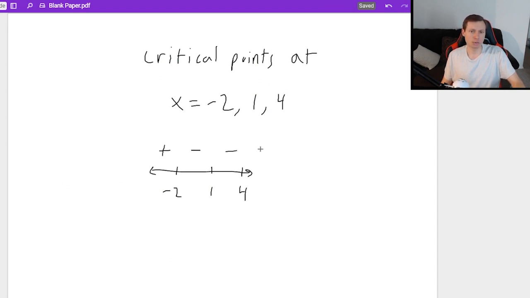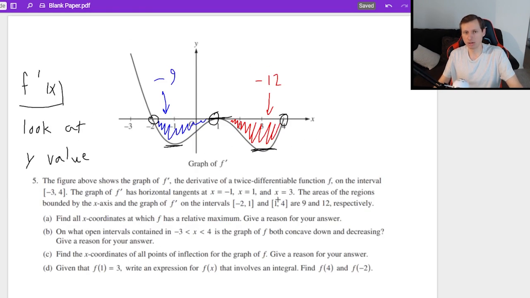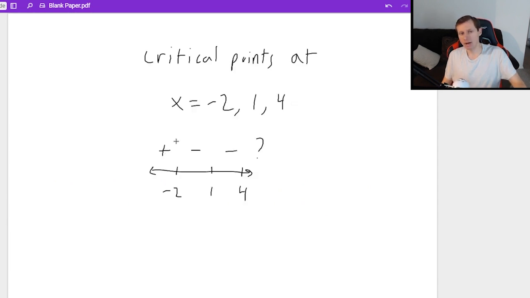And you'll notice to the right of 4, you don't even have a graph. So don't even worry about that. We're not going to focus on that for this part of the question because they didn't give us anything. Look at this graph. There's nothing after 4. You couldn't do anything with that. So then it looks like I found my maximum because I switched from positive to negative. So there's a max at x equals negative 2.